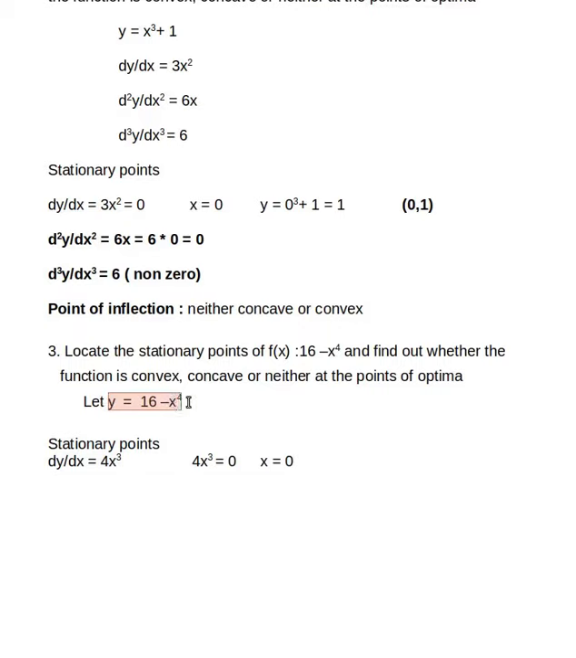Y is 16 minus x raised to 4. If you put the value of x equal to 0 here, what is the obtained answer? 16. 16 minus 0 raised to 4 is equal to 16. So we get the stationary point as 0, 16.